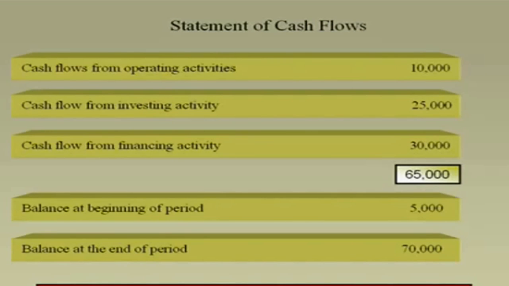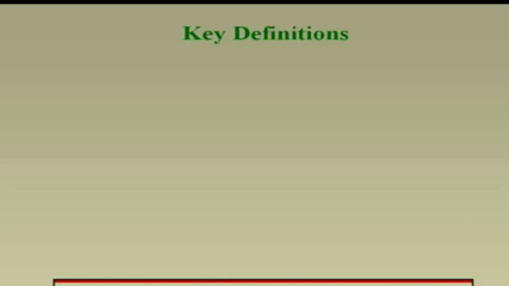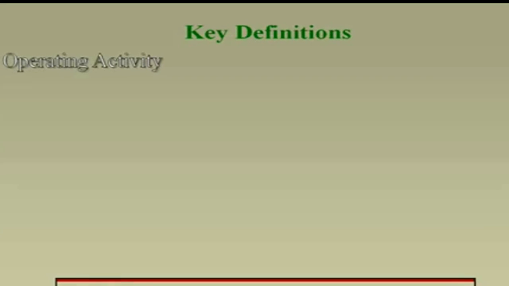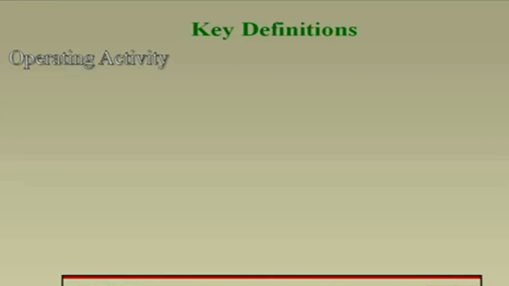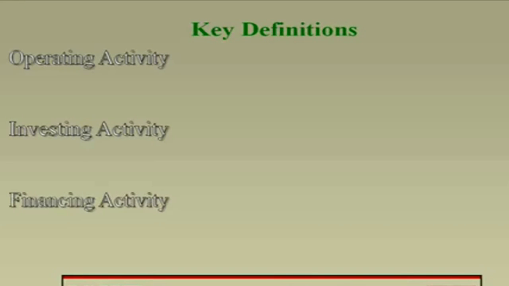Before we go on, it's very important for you to know the difference between the three types of activities. It's very important. So, let's go through the key definitions. We'll talk about operating activity, investing activity, and financing activity.